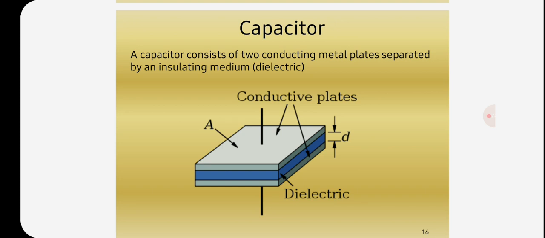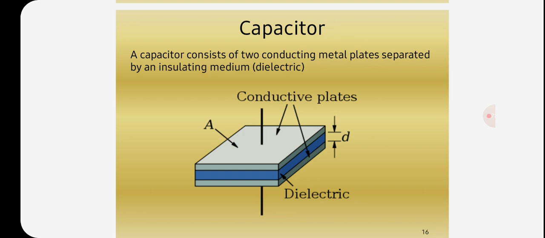The dielectric is a medium between the plates. The most commonly used dielectrics are air, mica, paper, ceramic, and electrolytic, etc. The commercial capacitors are generally classified according to the medium between the plates, such as air capacitors, paper capacitors, mica capacitors, ceramic capacitors, electrolytic capacitors, etc.